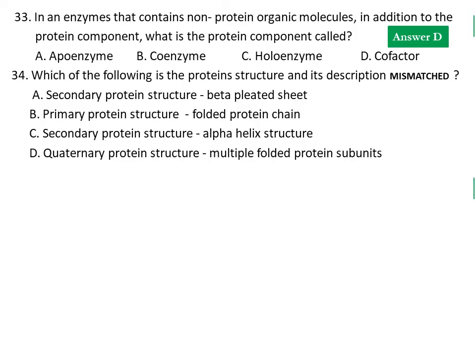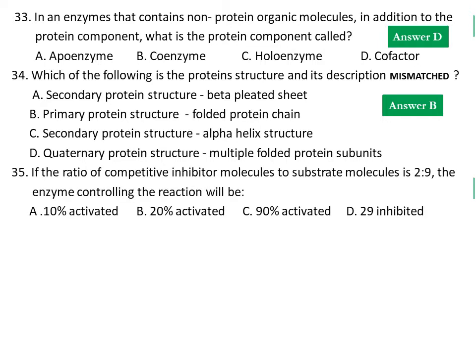Question number 34. Which of the following protein structures and its description is mismatched? A. Secondary structure, beta pleated sheet. B. Primary structure, folded protein chain. C. Secondary structure, alpha helix structure. D. Quaternary protein structure, multi-folded protein subunits. So the answer should be B. Primary protein structure is not folded, it is the amino acid sequence, a linear sequence.